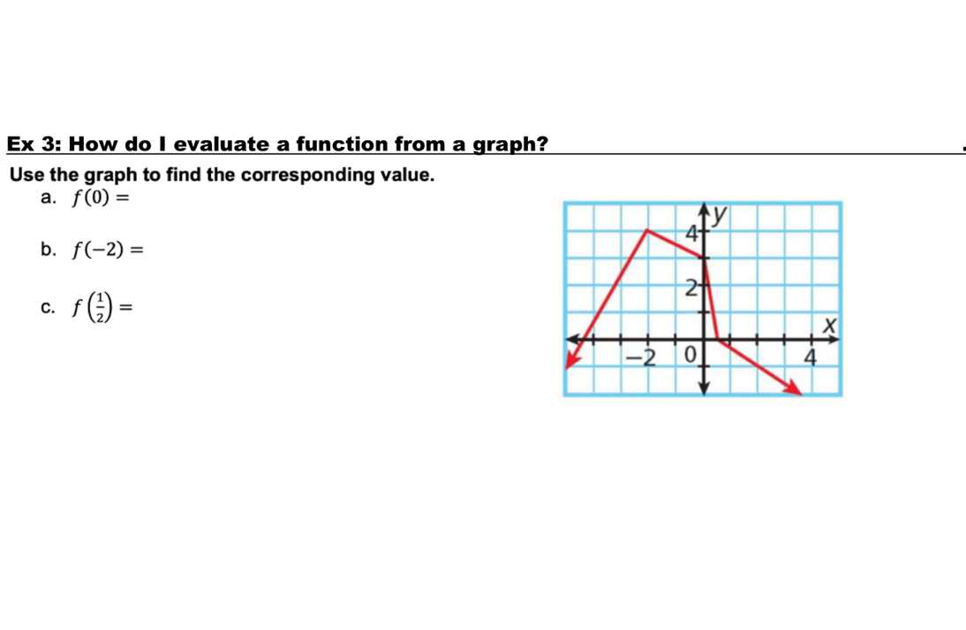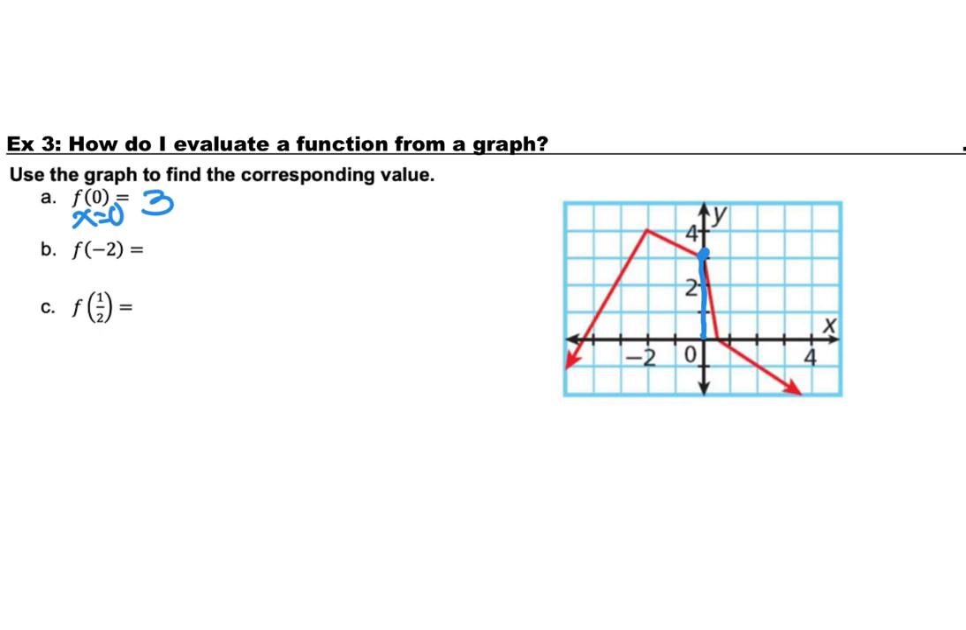So how do I evaluate a function from a graph? We have f of 0, which means x is equal to 0. So we're going to find x when x is 0, and we're looking for that y value, or the f of x. So when x is 0, our y is 3, or f of x is 3. So f of 0 is equal to 3.